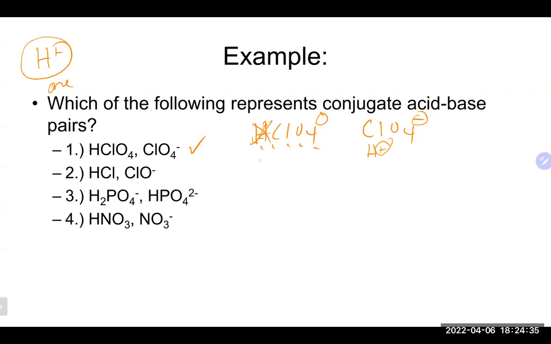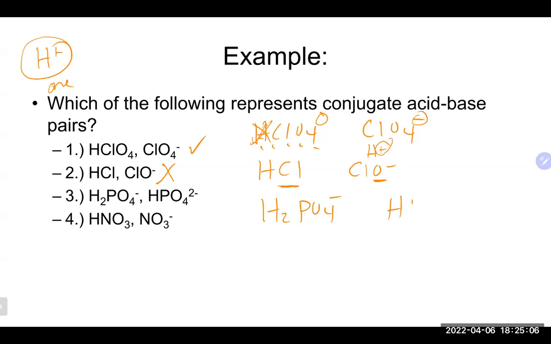So at number 2 there, we have HCl and ClO minus. The difference here is 1 H plus, but there is also a difference of an oxygen that's here and no oxygen over here. So because of that, it cannot be a pair, because it's an H plus difference and an O difference, and it can only be H plus only. Any questions on that one? Looking over here, we got H2PO4 minus.